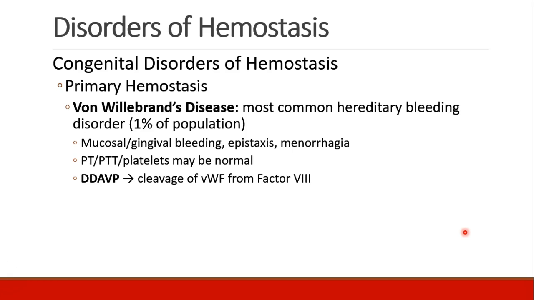Now let's talk about primary hemostasis, which is the platelets. Von Willebrand's disease is the most common hereditary bleeding disorder, affecting about 1% of the population. They may have bleeding in their mouth, nose, heavy periods. Studies may all be normal, including PT, PTT, and platelets. Often the treatment for von Willebrand's disease may be DDAVP, desmopressin, which cleaves von Willebrand's factor from factor VIII.